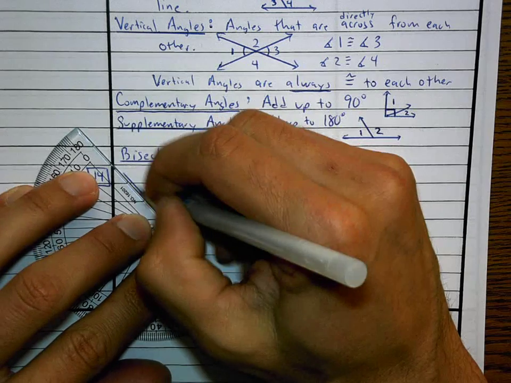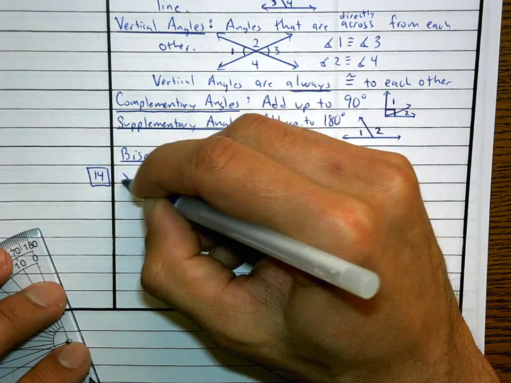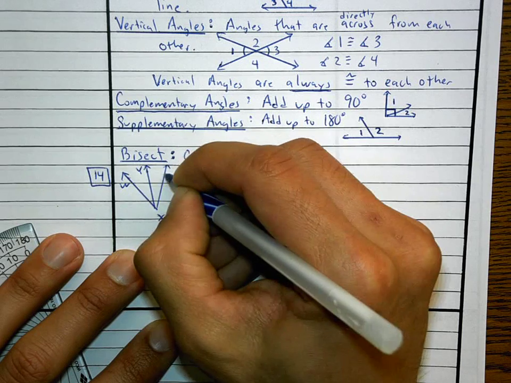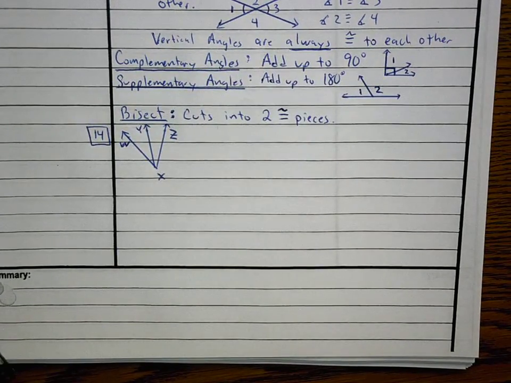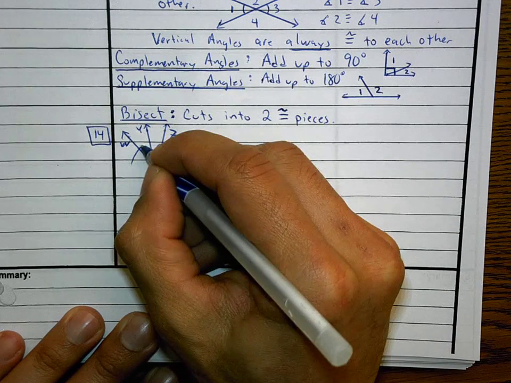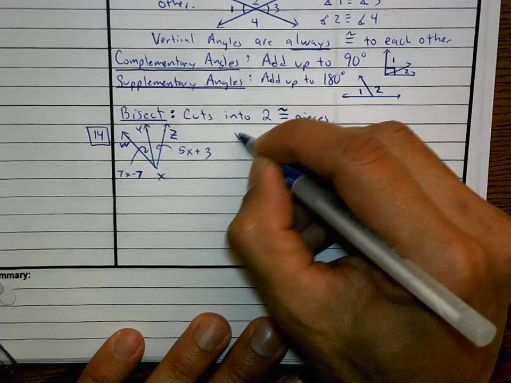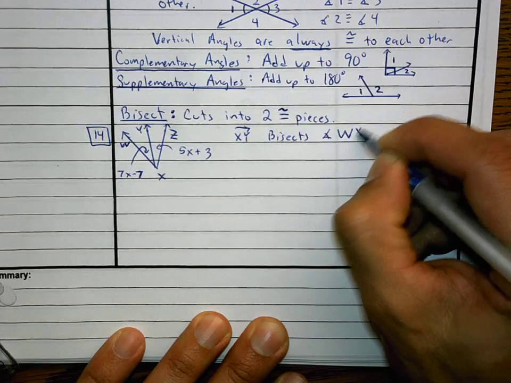It has a picture. The picture's kind of funky. And it says W, Y, Z, and X is the vertex. It's going to have something like this: this angle here is 5x plus 3. This angle here is 7x minus 7. And ray XY bisects angle WXZ.